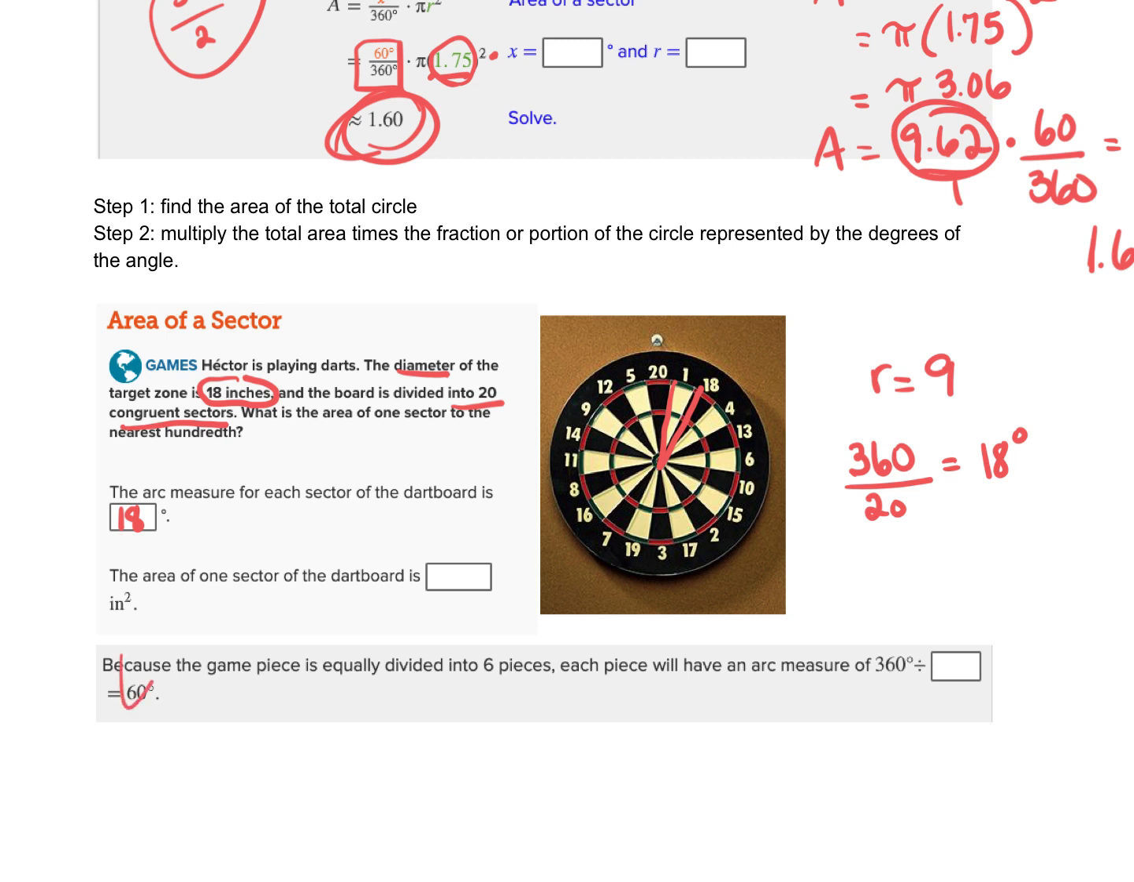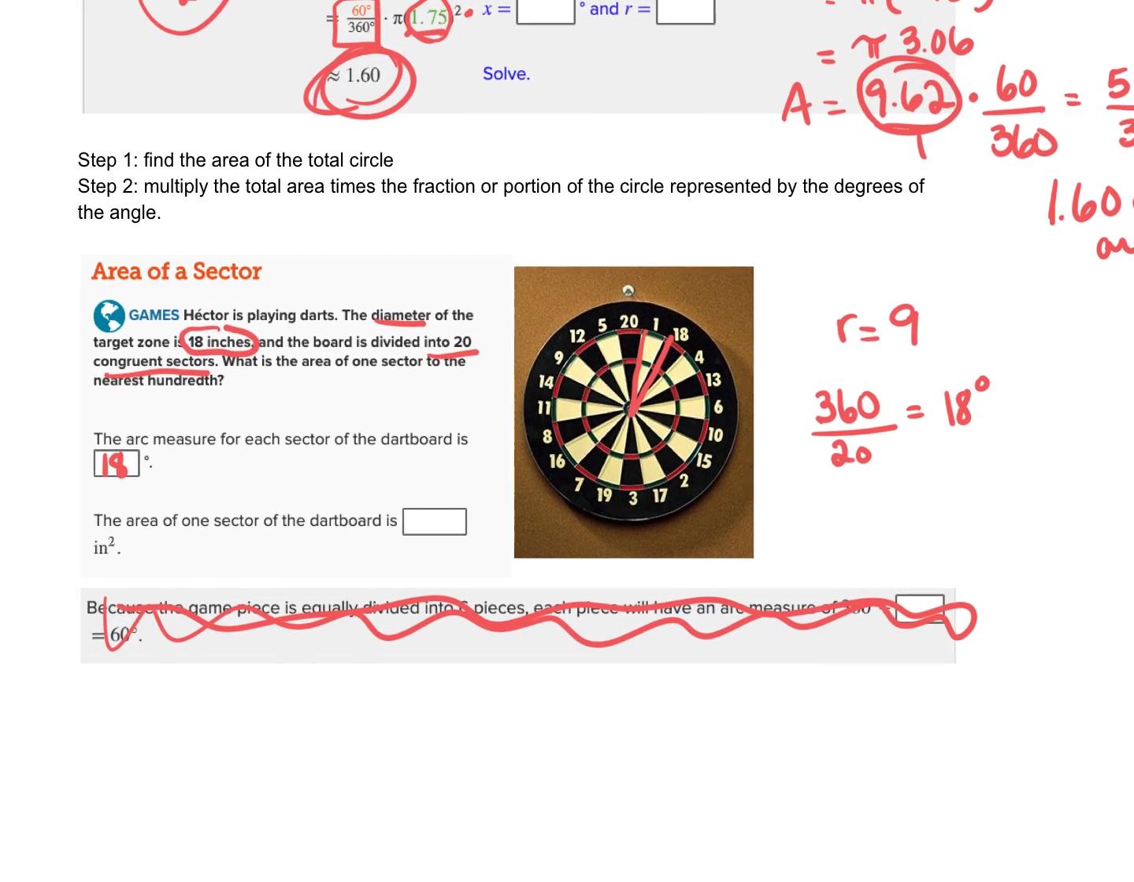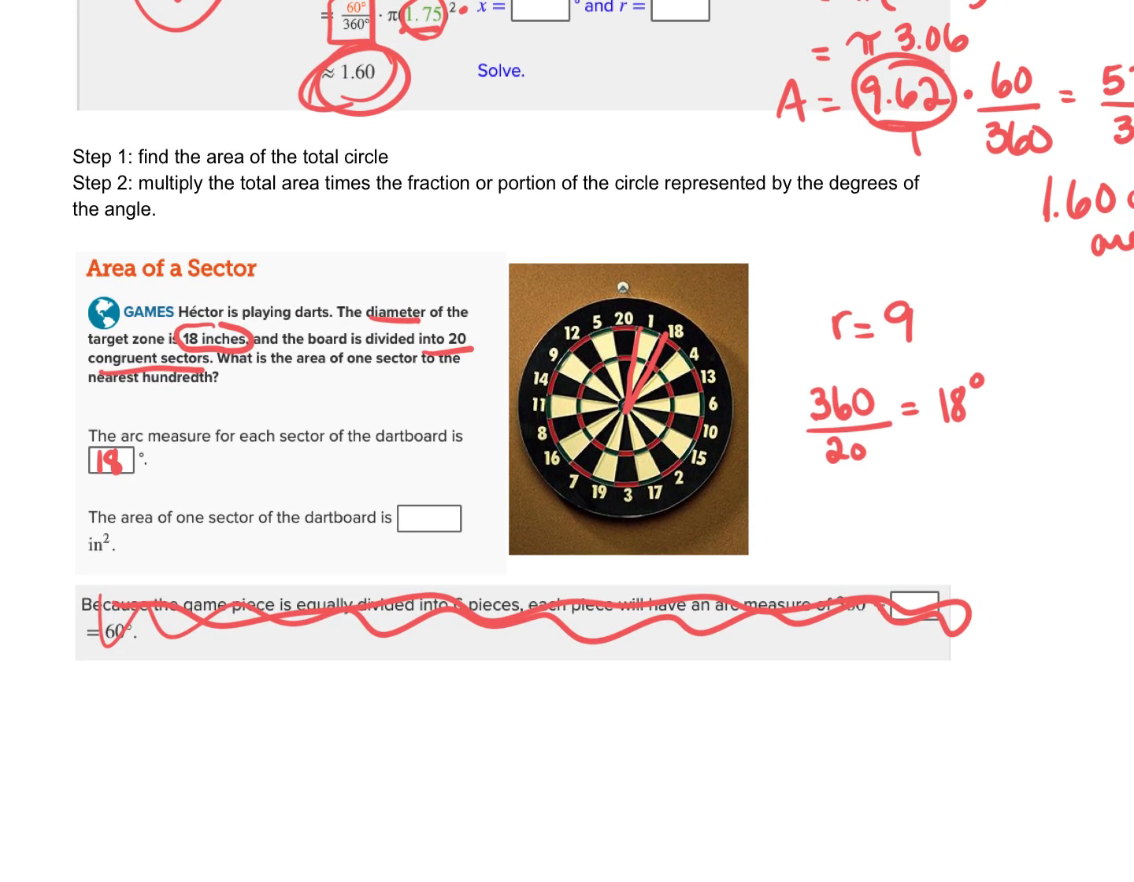Oh, sorry, that was for the question above. It must have gotten switched around when I was doing some edits. Sorry about that. Okay, so I know each sector is 18 degrees.